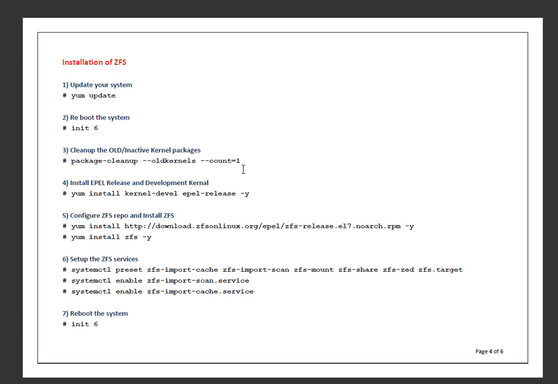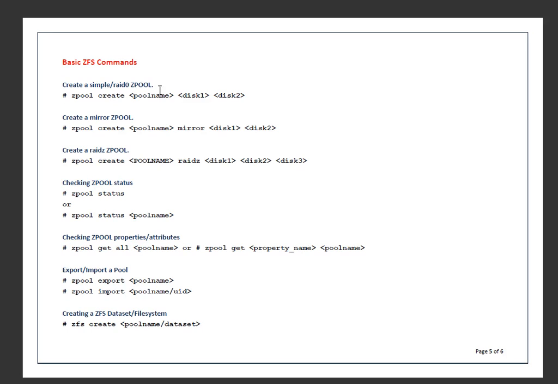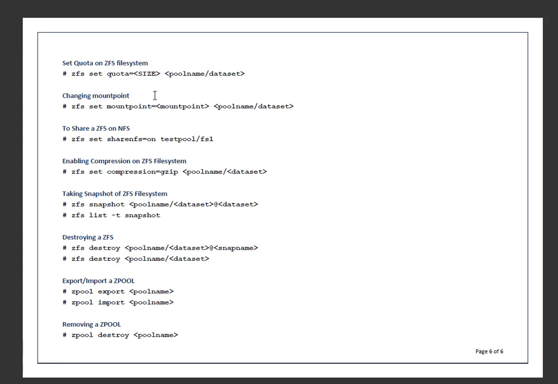You can create Z pool here. How to create Z pool, how to create mirror Z pool, how to create RAID Z, how to check Z pool status, how to check Z pool properties, how to export a pool, how to import a pool, how to create a file system, how to set quota. Quota means you are setting a limit on a file system, like this file system can use this particular capacity of a Z pool.